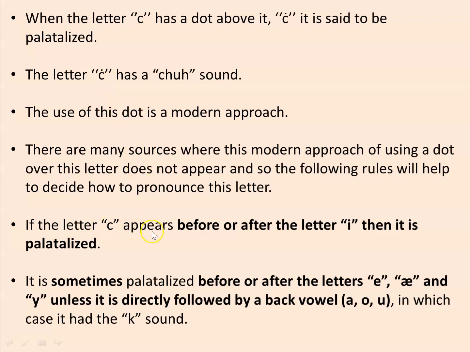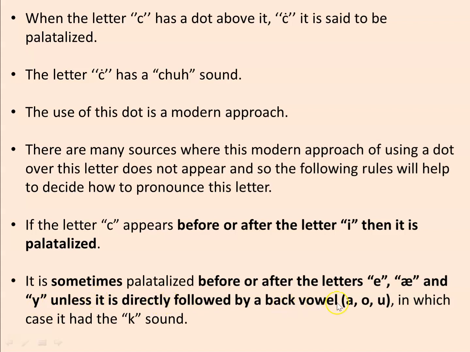All right, now there are some rules. When there's no dot above the C, what do we do? There are some general rules we can follow, and it turns out that before or after the letter I, C is palatalized, which means that it's pronounced with a ch. And it is sometimes palatalized before or after the letters E, ash, and Y, including the long versions of those, the long vowels.